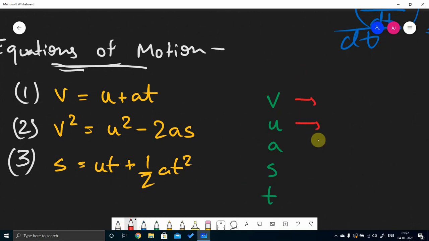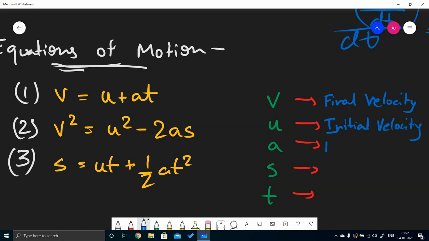I'm putting a lot of effort into using different colors so it doesn't look boring for you guys. So v over here is basically the final velocity. u over here is the initial velocity.